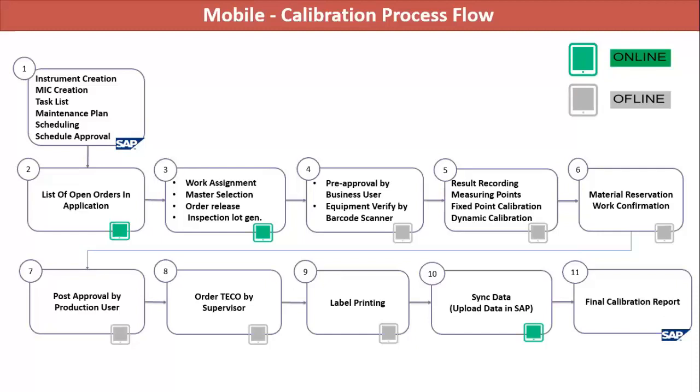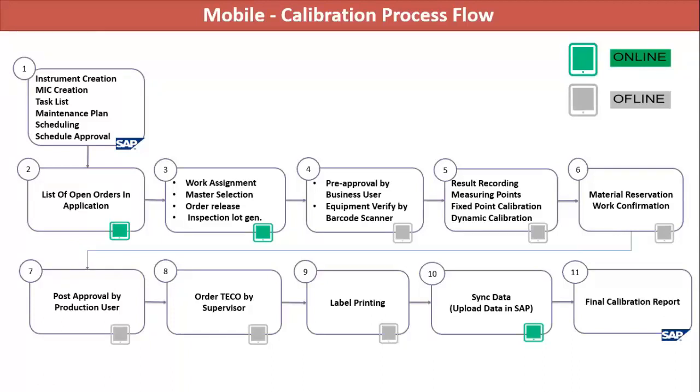Once the whole activity is done, the user can do point number 8. Technically complete, the supervisor will provide the approval. This will also work offline. For the calibration or preventive maintenance process, most of the time the user has to stick a label showing when the calibration is completed and when the next calibration is due. That label printing is also possible offline.